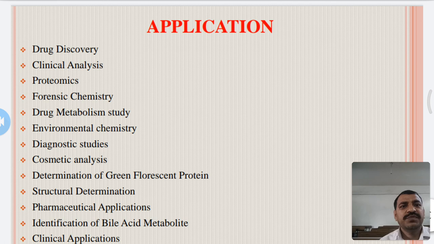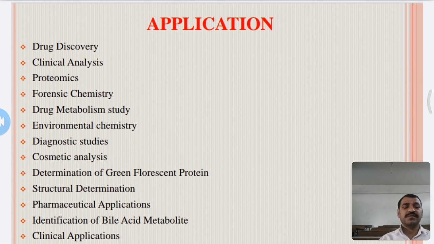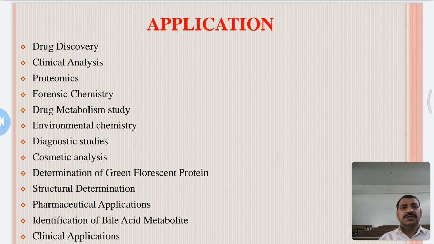Now, applications. So many applications are available. We use HPLC in drug discovery, clinical analysis, protein and forensic chemistry, drug metabolism, environmental chemistry, diagnostic study, cosmetic analysis, determination of green fluorescent protein, and structural determination also. For pharmaceutical applications HPLC is used, and for identification of bile acid metabolites HPLC is used. Clinical applications also use HPLC. So many industries use HPLC techniques for analysis purposes.